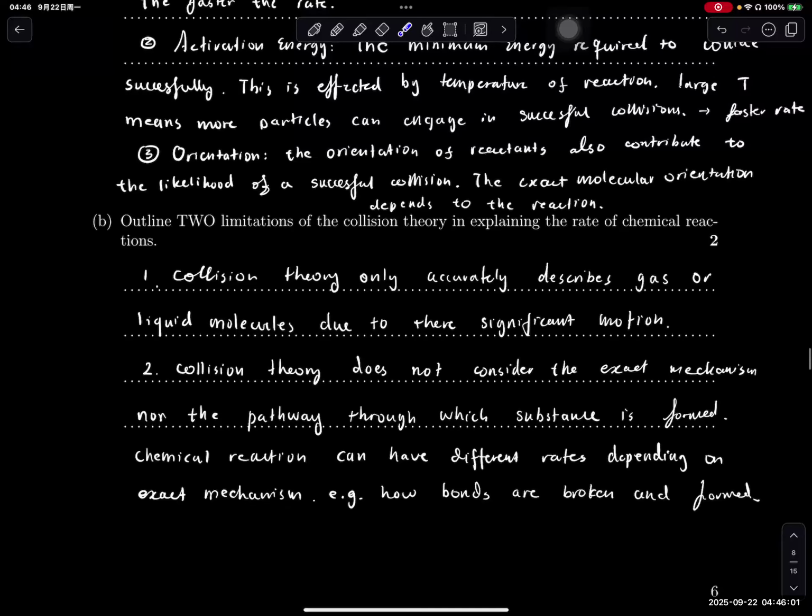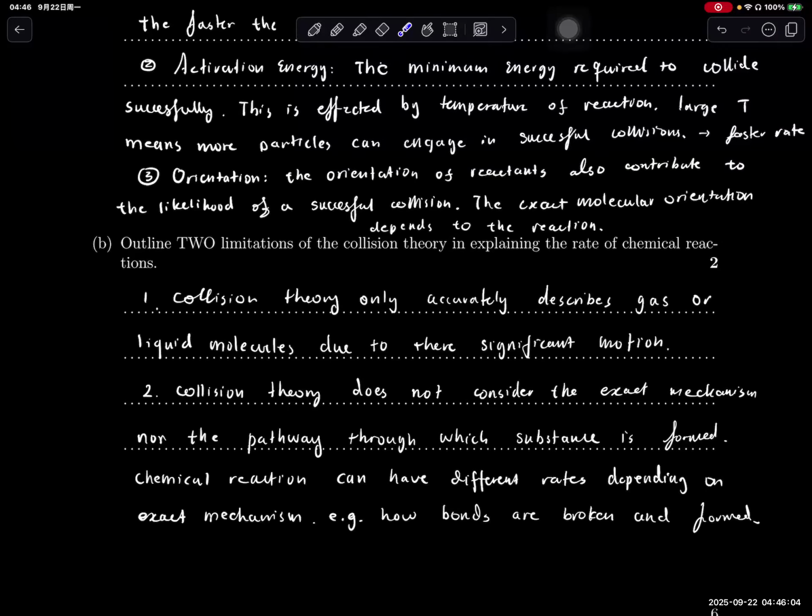Question B: outline 2 limitations of the collision theory in explaining the rate of chemical reaction. This question is hard, right? You can't really think of any limitation because it's a pretty accurate theory to be honest. But if you think critically, there should be points you can point out. First of all, collision theory only accurately describes gas or liquid molecules due to their significant motion. Like if we talk about solids, if I increase the moles of solid, it doesn't increase the reaction rate that much. It's moderate.